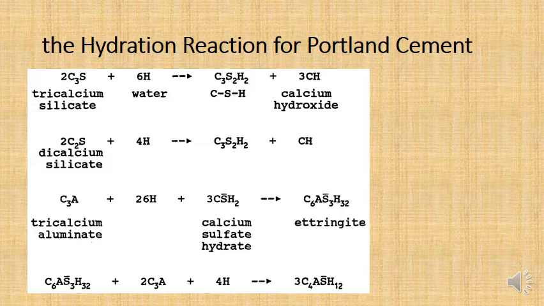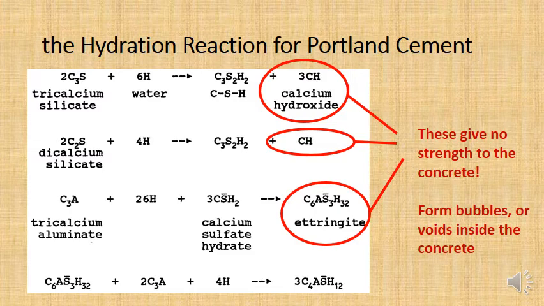But as well as these really strong bonds that are created, you'll notice that there's actually a byproduct as well. You've got calcium hydroxides and also ettringite. What happens with these? Well, these are gases. They don't actually form any part. They're just wasted chemical molecules there. They will evaporate out of the concrete. They give no strength to the concrete whatsoever, none whatsoever.